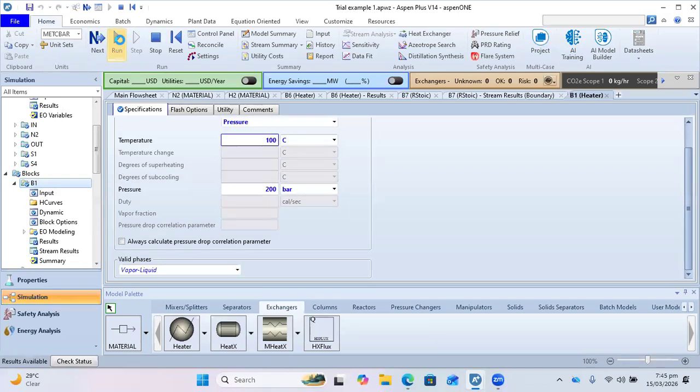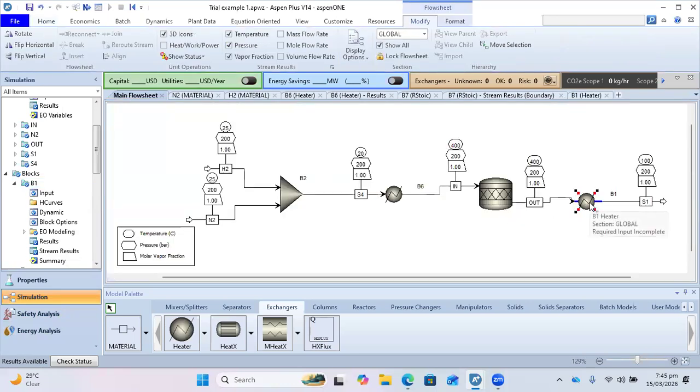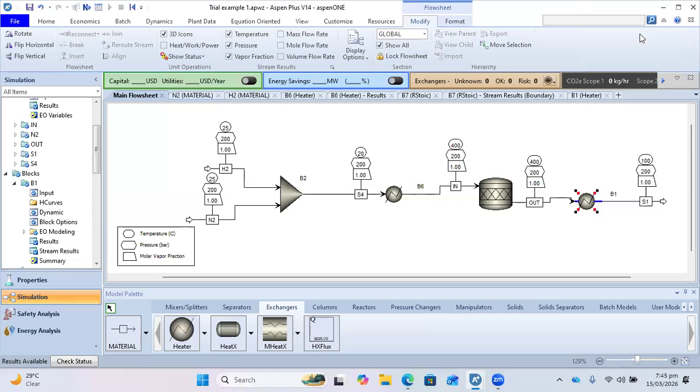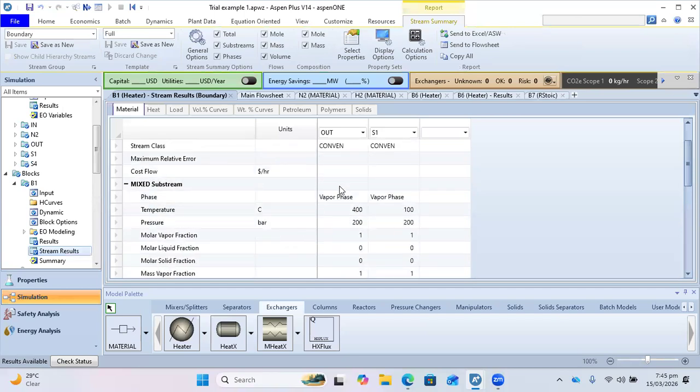So if I run the simulation, it says results available, no errors. So let's check the stream results. I would right click, click on stream results, and we see that the phase is still vapor phase. So we know that everything is still a vapor. We don't have any liquid formed yet.